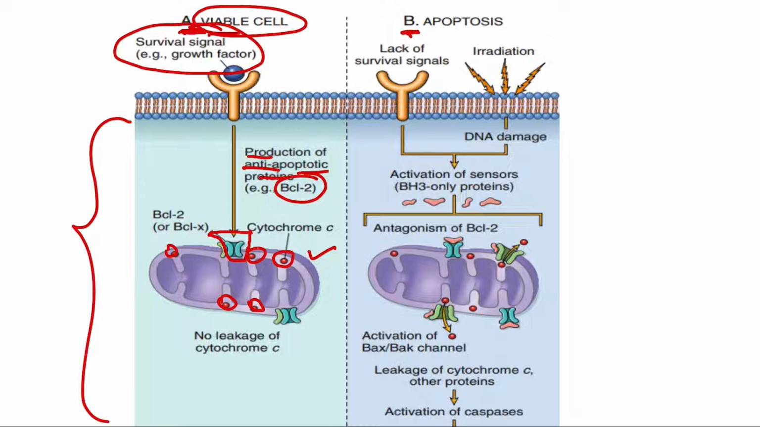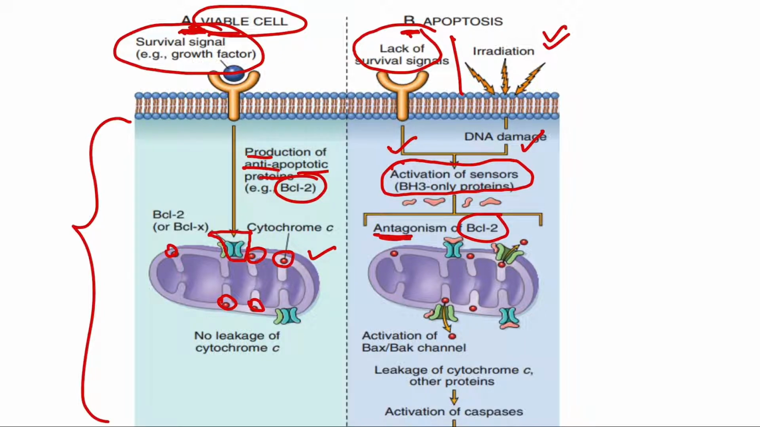But what happens when there is lack of survival signals, or when there is some form of injury like irradiation? So this causes DNA damage, and lack of survival signals both activate the sensors, which are BH3 only proteins, and they cause the antagonism of BCL2. So this is shown very clearly in the form of a cartoon, as you can see. Suppose these are the BH3 only proteins, and as I told you, these blue colored channels are BCL2. So it goes and you can see it attaches to the BCL2. So this is shown in the form of cartoon.